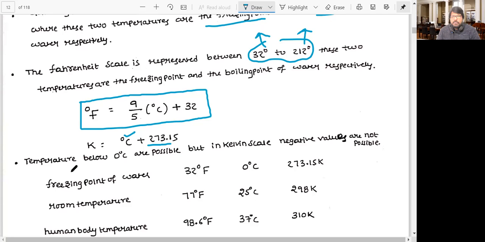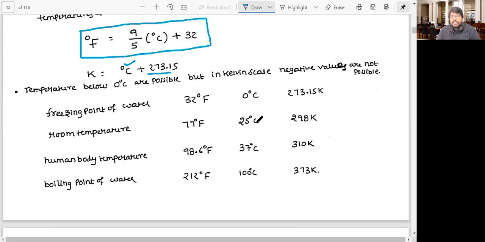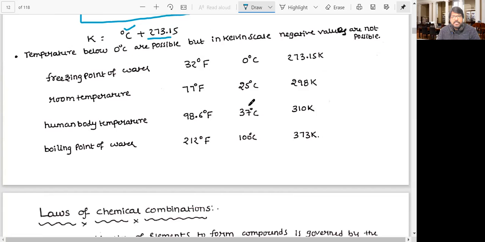Of course, freezing point of water is 0 degree centigrade, this is in Kelvin and this is in Fahrenheit. Room temperature 25 degrees centigrade in Kelvin scale and Fahrenheit. Human body temperature is 37 degrees centigrade, and this is Kelvin and Fahrenheit. Similarly, boiling point of water is 100 degrees centigrade, and this is in Kelvin and this is in Fahrenheit. So these are the complete basics, and let me end this video here itself.